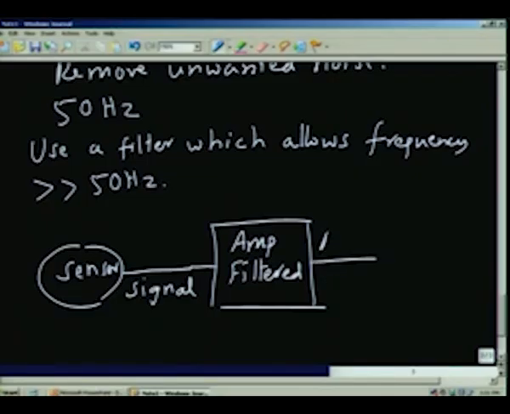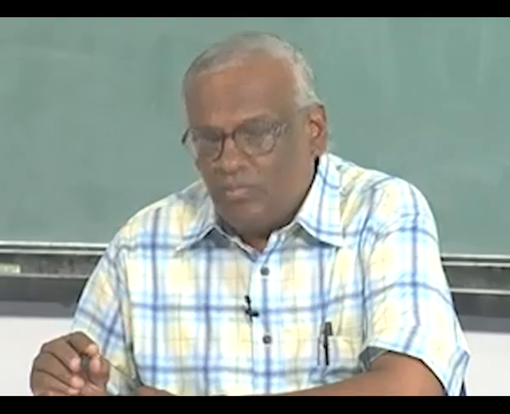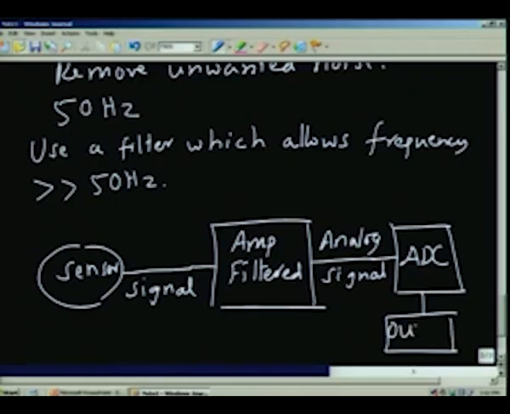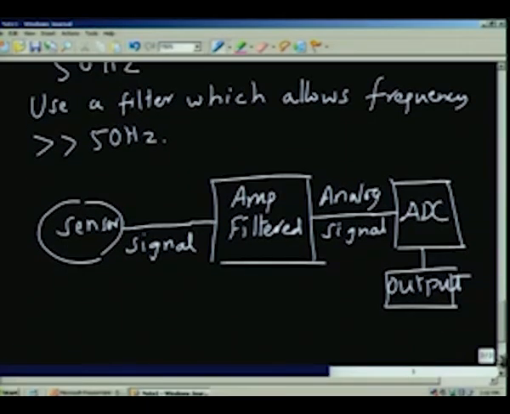And then I still have an analog signal here, because the sensor gives an analog signal. Now, I have to convert it to a digital form. So, I require what is called an analog to digital converter, or ADC, and then this should be given to the output device. The output device may be a computer or may be a digital voltmeter, whatever may be the type of instrument.